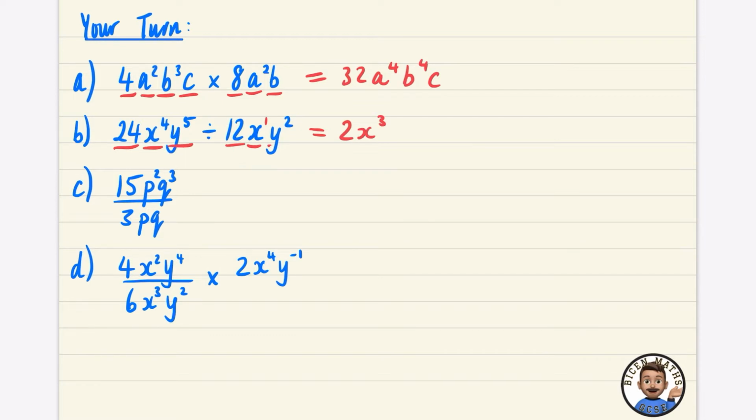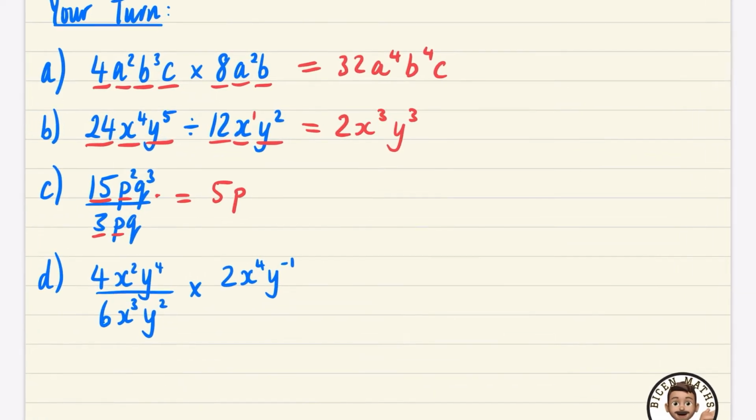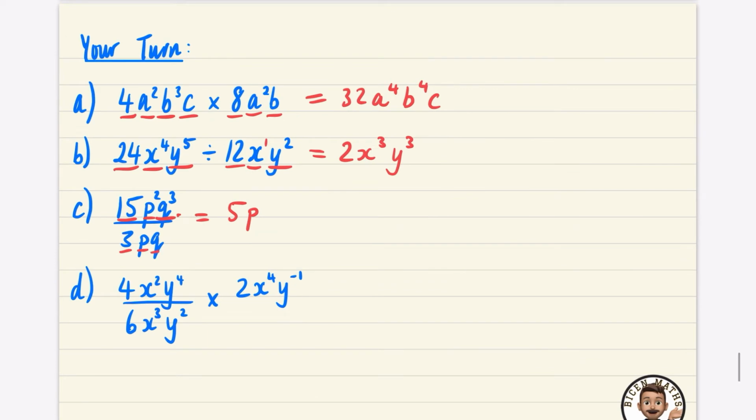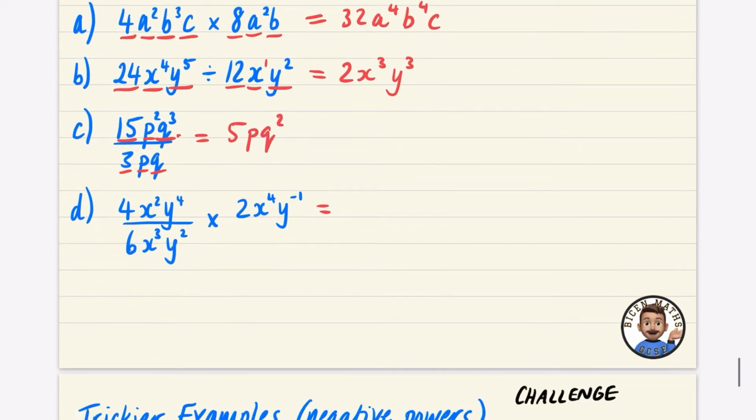And y to the power of 5 divided by y squared, 5 take away 2 is 3. Okay, the 15 divided by the 3 is 5. P squared divided by p is p. And q cubed divided by q is q squared. And then this one, I'm going to deal with this first bit.